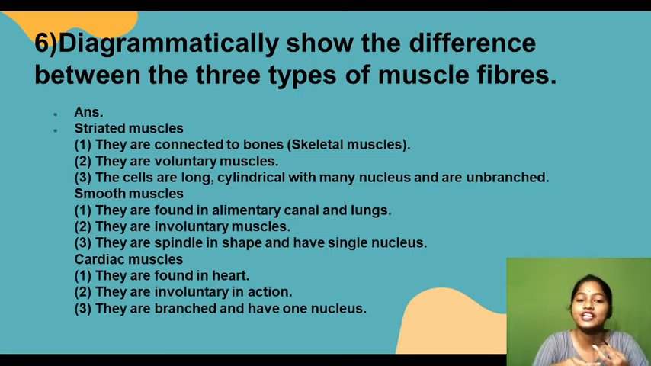Again we'll recall, striated means scratched. They are connected with the bone, which is called skeletal muscle. They are voluntary, we can control their action. They are multinucleate because they have more than one nucleus. Smooth muscles are involuntary, we cannot control their action. They are found in the alimentary canal and lungs, and they have a single nucleus. And cardiac muscle, cardiac is a term related with the heart, so they are present in our heart, and we cannot control their function as they are involuntary, and they have one nucleus. Clear? Yes. Moving to the next.